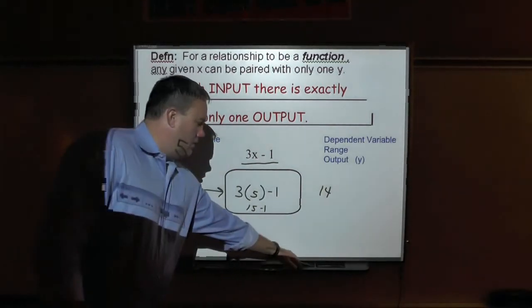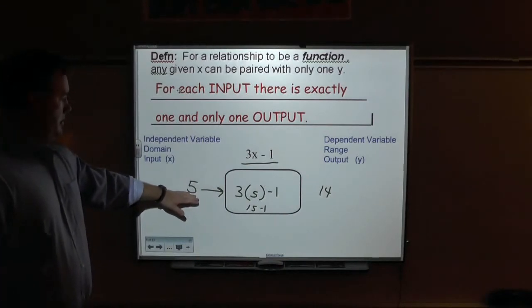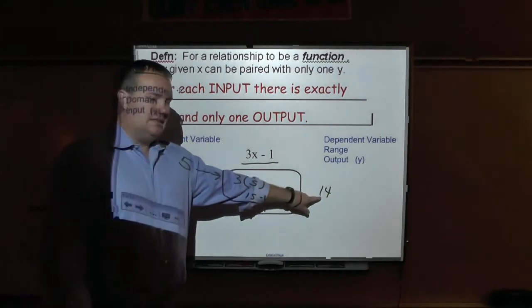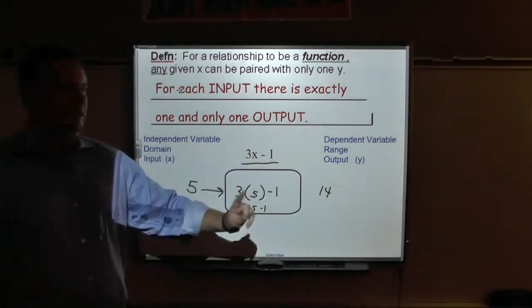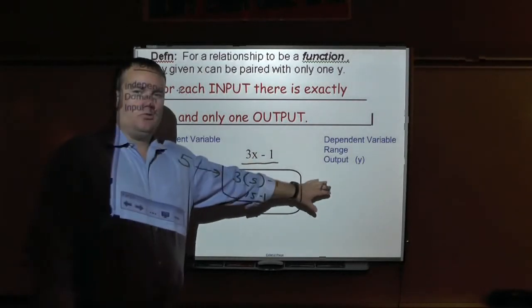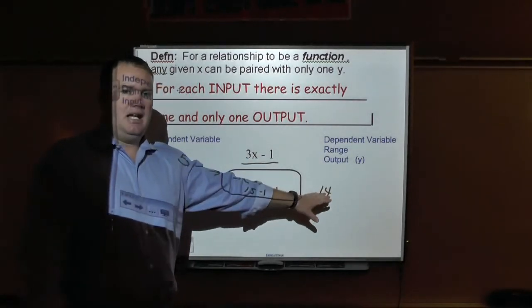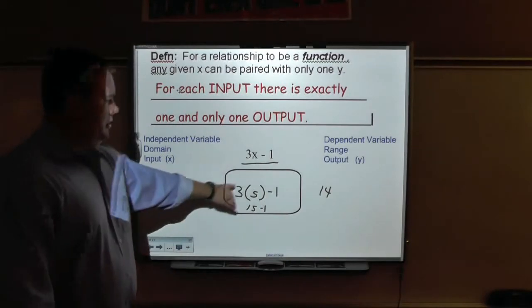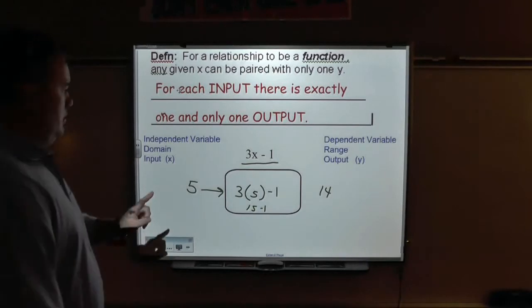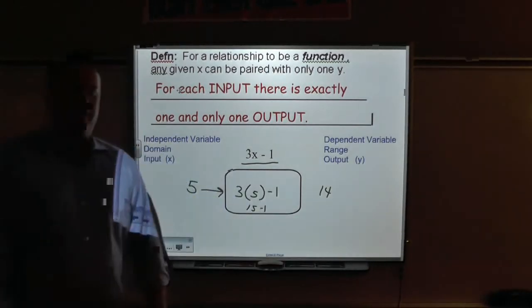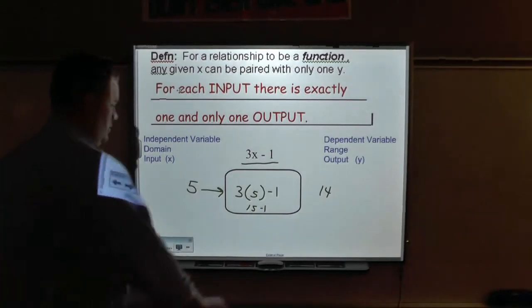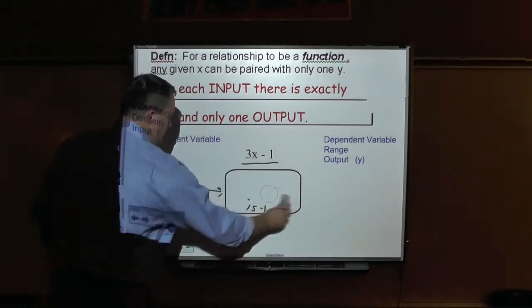Each time you input a 5 into this function, 3x minus 1, you will get exactly one answer, 14. You will never plug a 5 into 3x minus 1 and get 46 or 32 or negative 9. For each input, you get exactly one and only one output. That's the nice thing about a function. It's very predictable. Think about this.